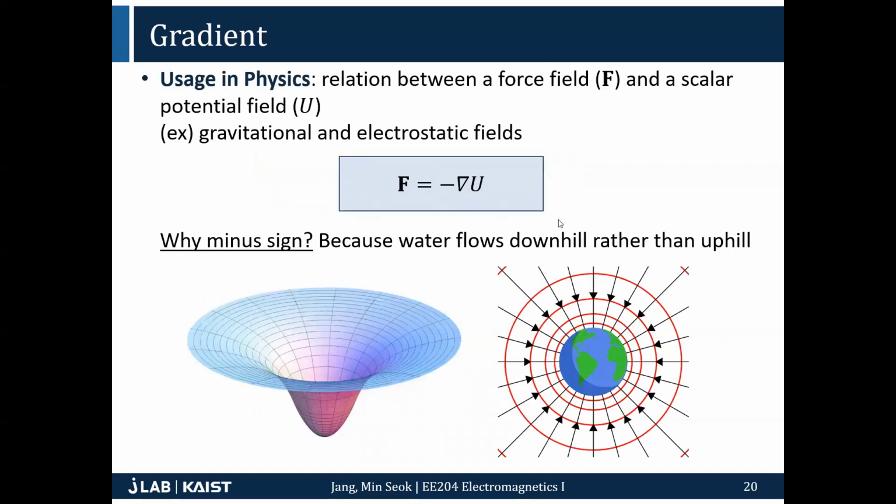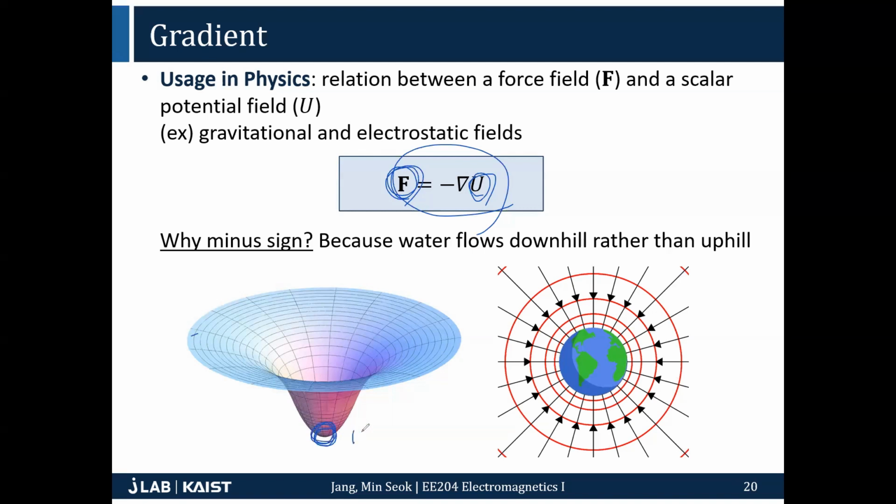Okay, so where is it used? It is used in physics to connect a force field and a scalar potential field. This is an example. We will encounter another example in electrostatics, but this is just an example in gravitational force. So you have a force field and you have a gravitational potential. In order to connect the two, you use a gradient.